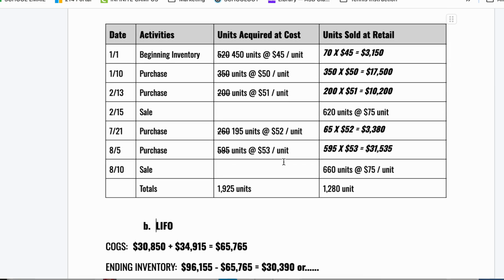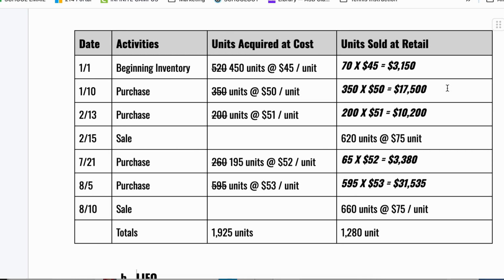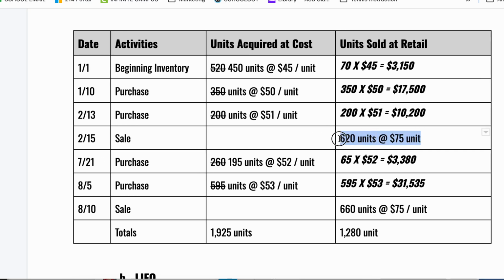So once again, I start at my point of sale, which is 620. So I sold 620 units at $75 per unit. My cost was $51, $50 and $45, but where do I grab from? Because it's LIFO, I grab last in, first out. So I take all of them from right here, so 200 times 51. I need 420 more. So I grab all 350 from this price point, and I got 550, and then I need 70 more. So I grab 70 at this price point at 45.